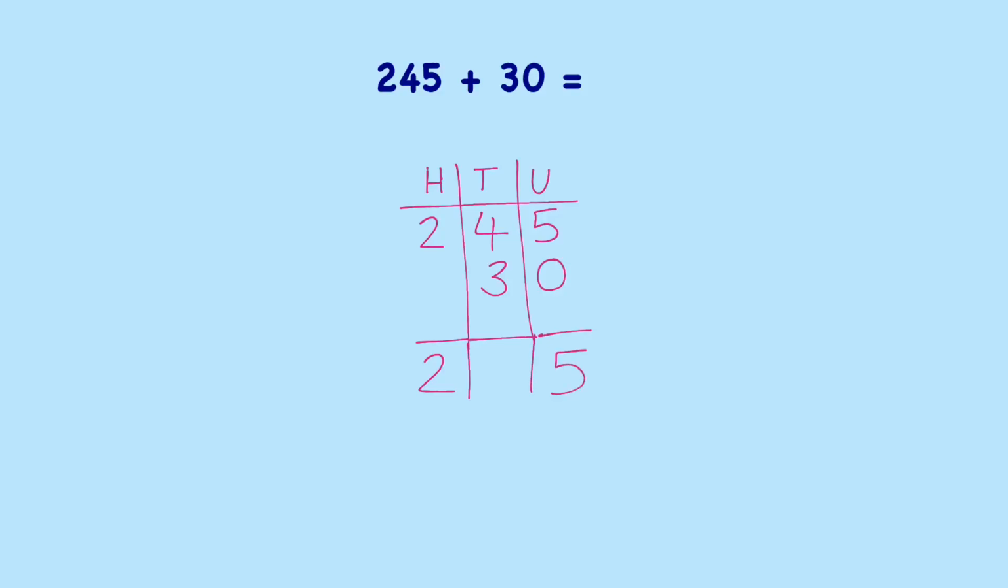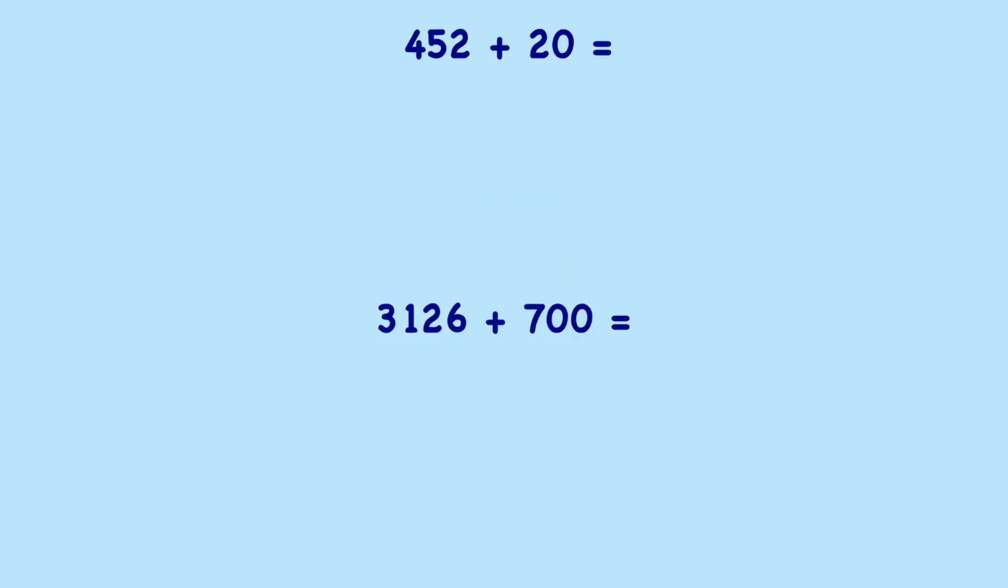So we know that the 200 is going to stay the same and also the 5 is going to stay the same. But we can see that something in the tens column is going to change because I'm adding a tens number. So that's the only column that's going to change. And I can see here that I have 4 tens and 3 tens. So altogether I've got 7 tens. So my number is now 275.